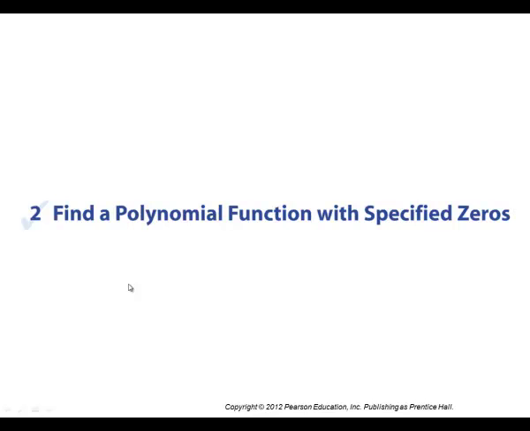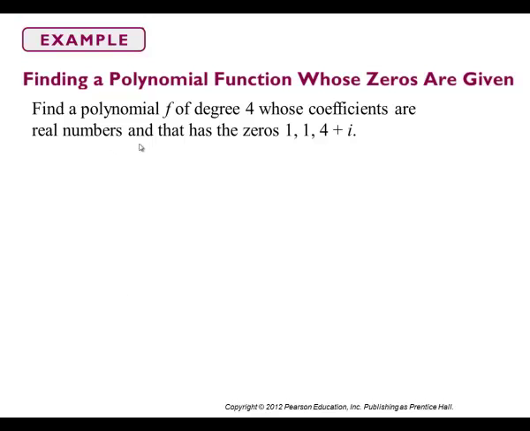Polynomial function with specified zeros. Okay, we have a polynomial function f of degree 4. So what does that tell you? It tells you the leading exponent is x to the 4th. So how many factors do we have? We have 4 factors. Alright, so here we got 1, 0 is a 1. And we got another 0 that's also a 1. So that would be like saying x minus r sub 1, x minus r sub 2, x minus r sub 3, and so on. So this would be x minus r sub 1.